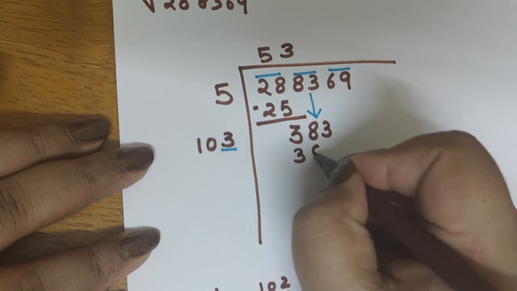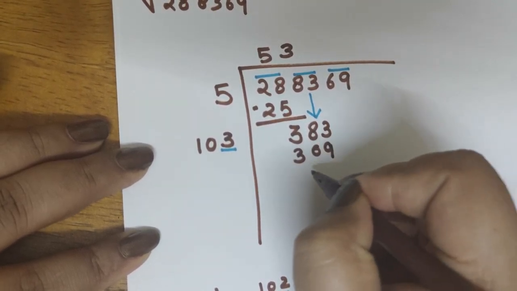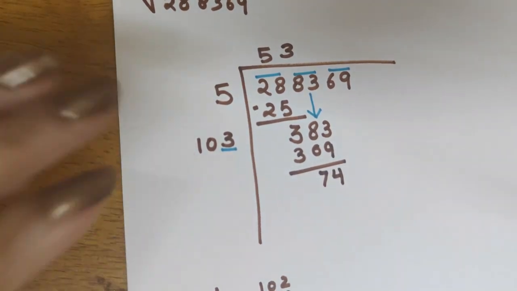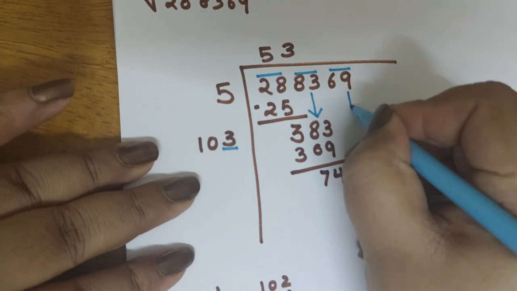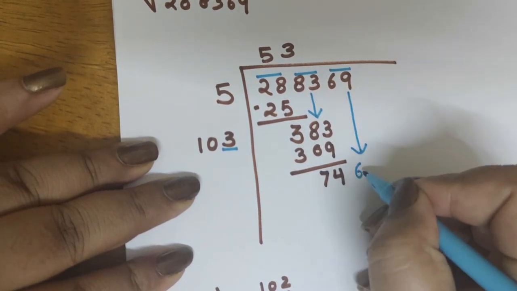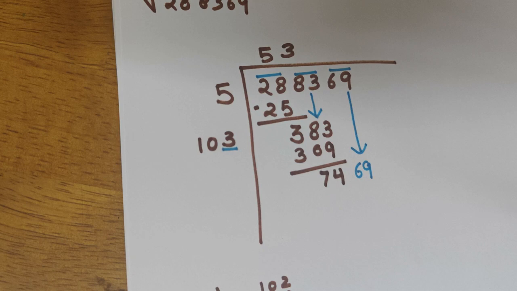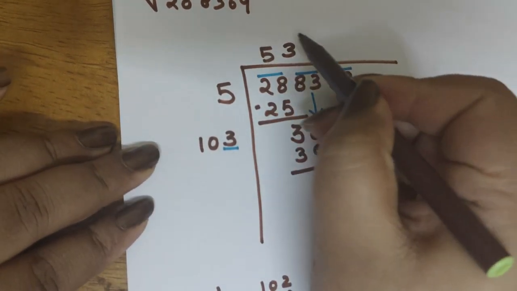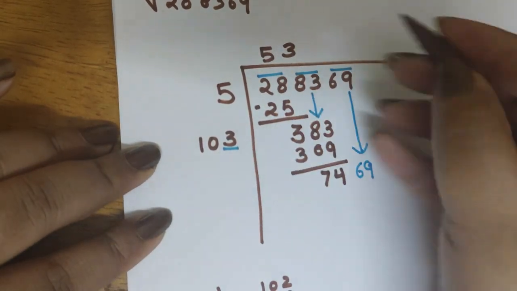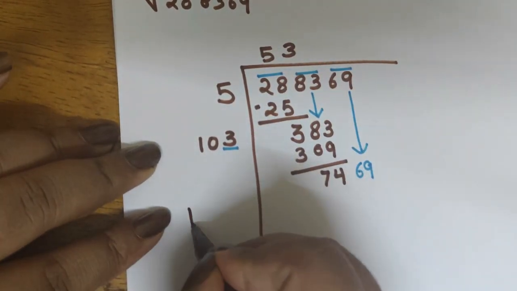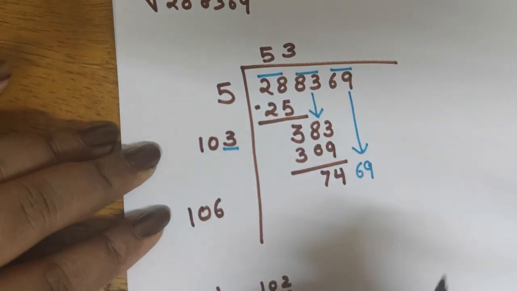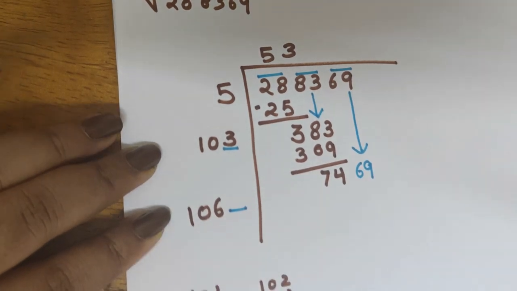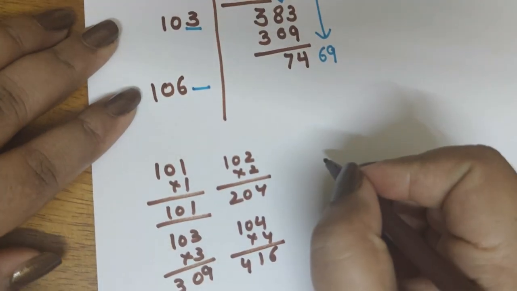And here it will come 309. What will be the remainder? The remainder will be 74. Now let's bring this whole pair down. It will be 7469. What we will do is multiply this number by 2 and write it here. So 53 into 2 will be 106. And then 1 blank which we have to fill.